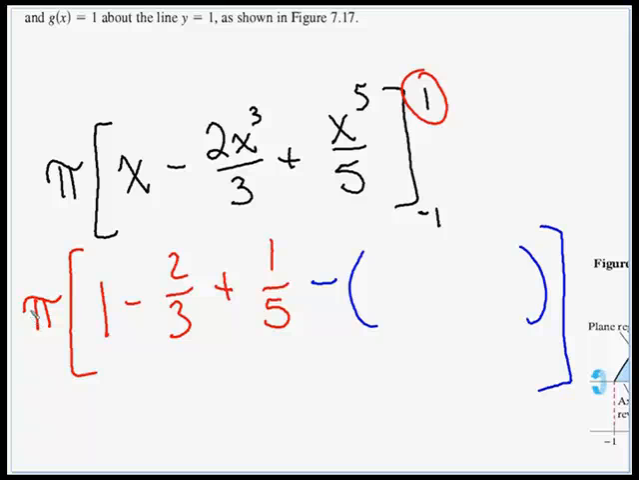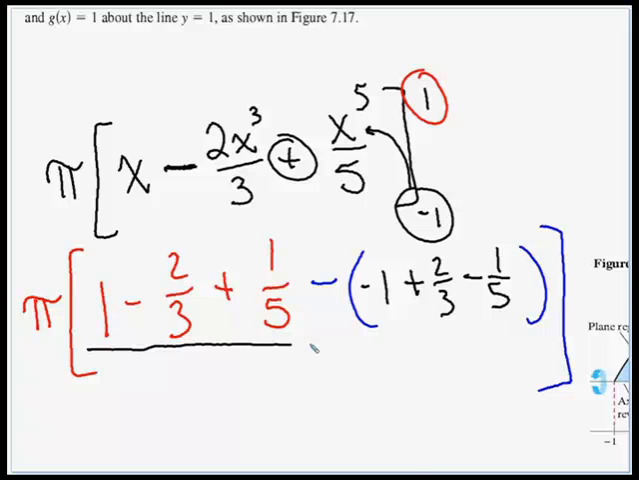And then at the end, we'll distribute that pi through it all, or just collect what's inside the brackets and multiply by pi. So plug the -1 in. This x becomes a -1. This x to the 3rd will become a -1 times 2/3 will be a -2/3, which will hit this negative, and that'll become a positive 2/3. And we plug the -1 in here. A -1 to an odd power is a -1. So that'll overpower this positive and become a -1/5.